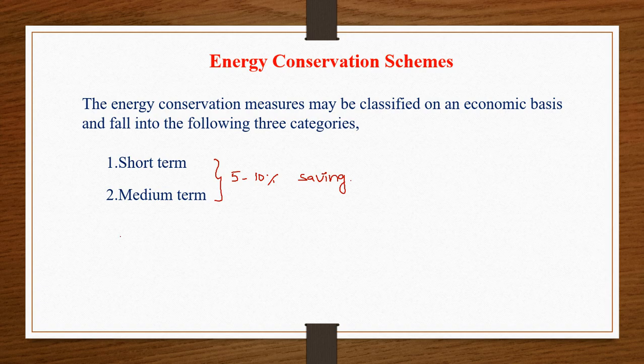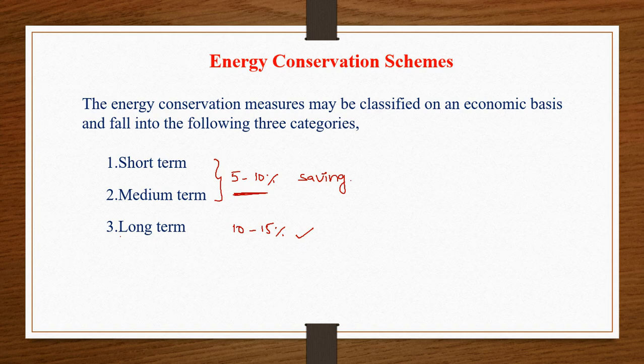And third one is a long-term energy conservation measure. By using this, we can save up to 10 to 15% saving. By using these two, short-term and medium-term, we can save only 5 to 10%. But by using long-term, we can save up to 15%.